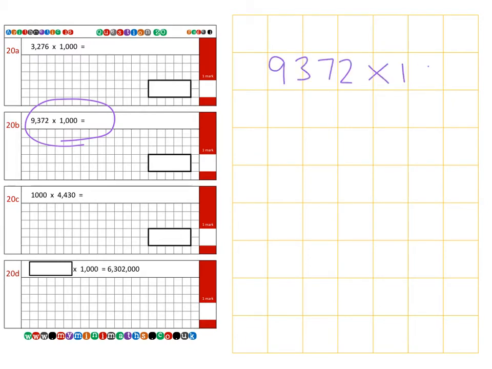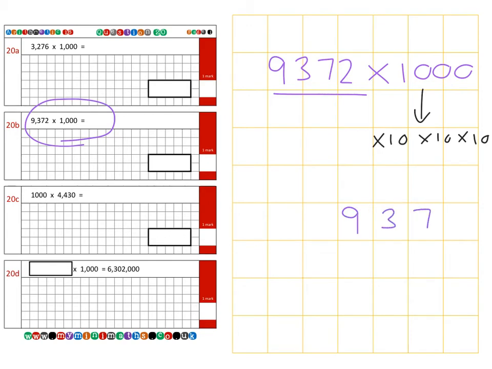And now for the next question, question 20b, which is 9,372 multiplied by 1,000. So again, if we take the 1,000, we know it's times 10, times 10, times 10. So it's moving 3 spaces larger, 3 spaces to the left. So taking that original number of 9,372, we can move that 3 spaces to the left. So that's times 10, times 100, times 1,000. So the 9 moves here, followed by all the numbers.